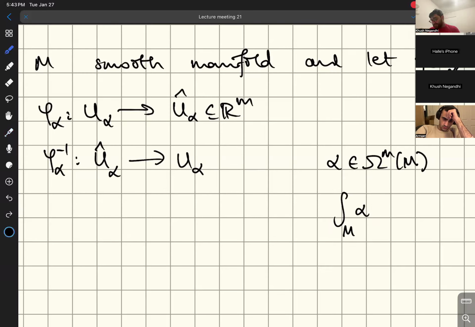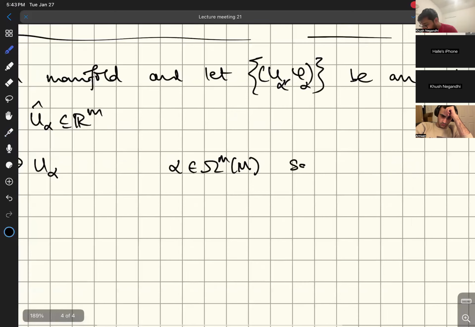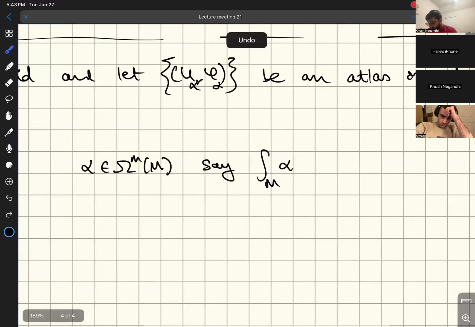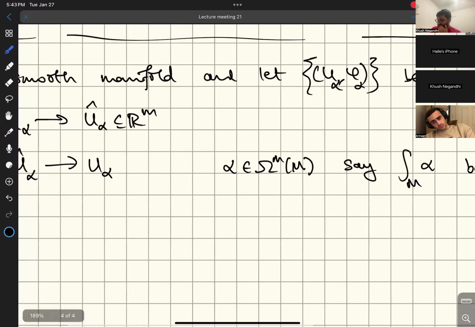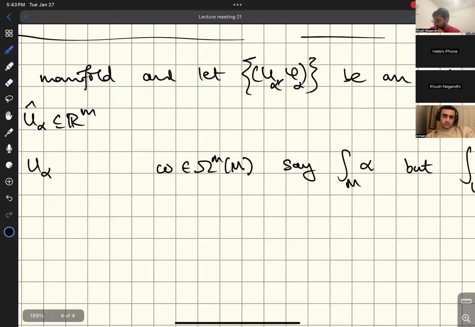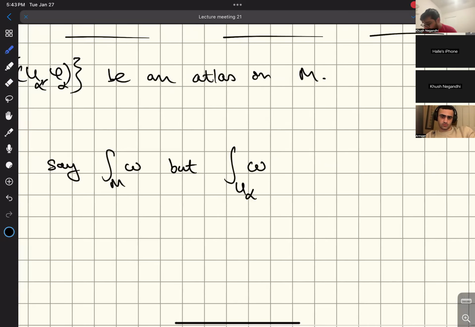But what I do know is that if I restrict, wait, let me just write this down. I don't really know what this symbol should mean, but I know that on this chart, I should have called this alpha, let's call this omega. It's more standard anyways. So what I do know is that if I can make this somehow an integral over an open set of R, then I'm good, right? Because now I know what integration means.